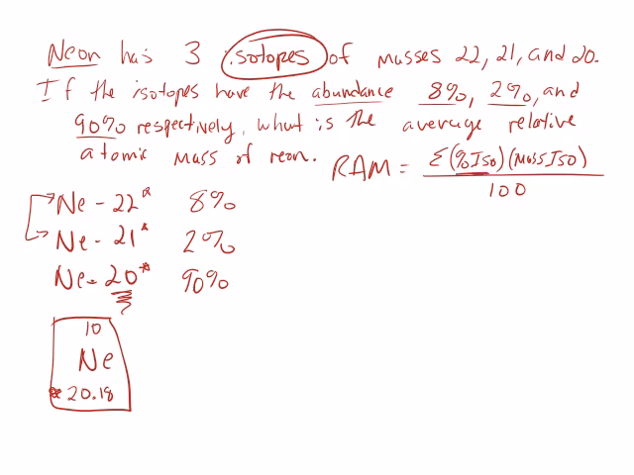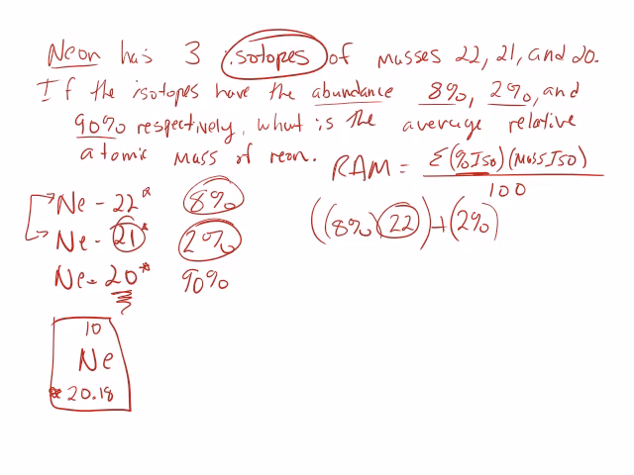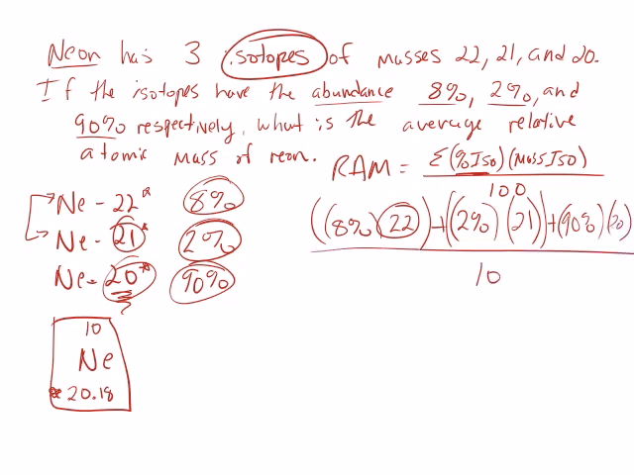We have our first percent, which is 8% right here, multiplied by 22, the mass, plus 2%, the percent of the second isotope, multiplied by its mass, which is 21. Plus the percent of our third isotope, 90%, multiplied by its mass of 20. We are going to divide all of that by 100 so that we have gotten rid of the percentages. Go ahead in your calculator, practice typing this in, and I'll give you the answer in just 1 second.